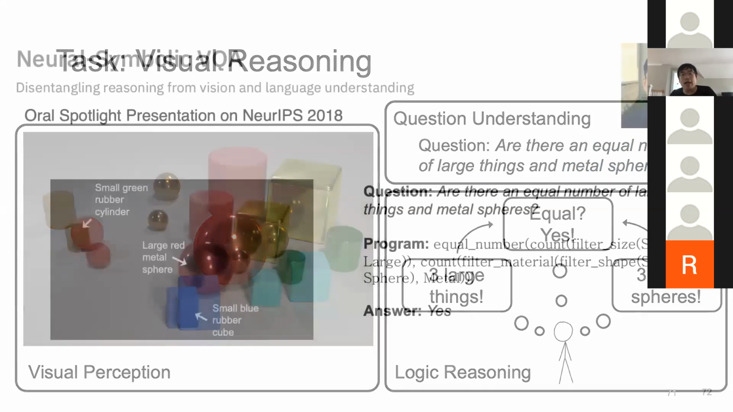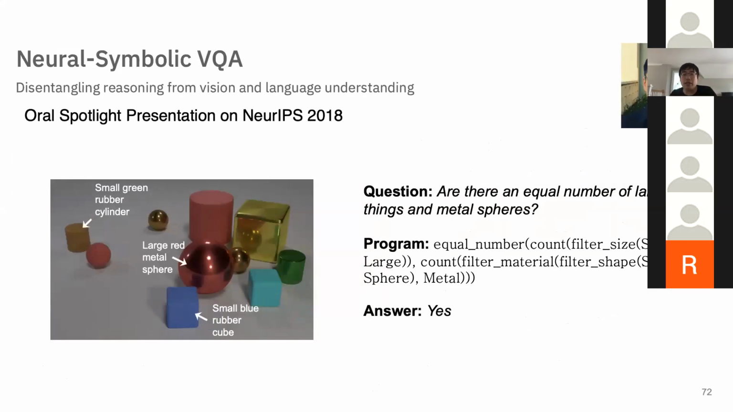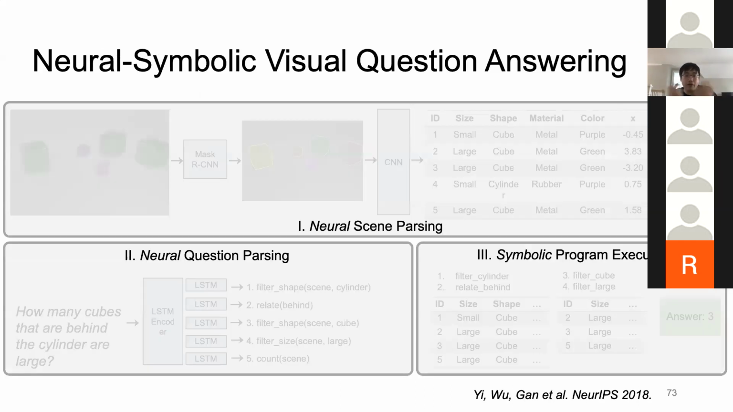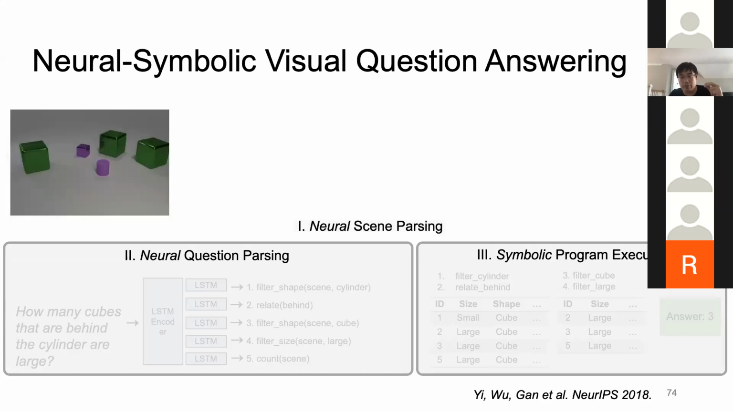Inspired by this kind of human reasoning ability, we introduce a framework that we call neurosymbolic visual reasoning. This is the first work, joint with Kexin Yi, a student and mentor at the Harvard Physics Department. The basic idea of this model is very simple. It is inspired by how humans reason from these images, so it combines visual perception, question understanding, and logical reasoning.